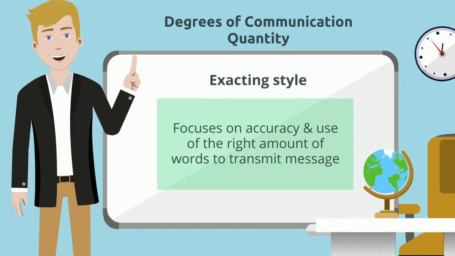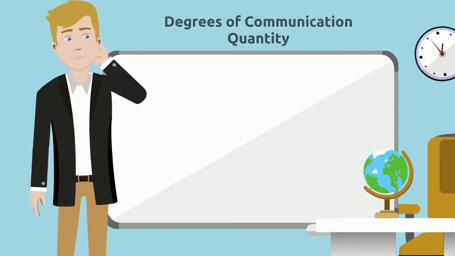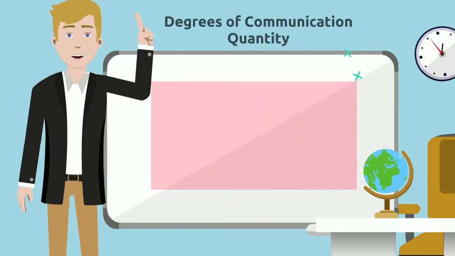Secondly, exacting style. The other word for exacting is precise. It is more common in low context cultures with low uncertainty avoidance, as they focus on precision and use the right amount of words to convey messages. These styles are commonly used in England, Germany, and Sweden.